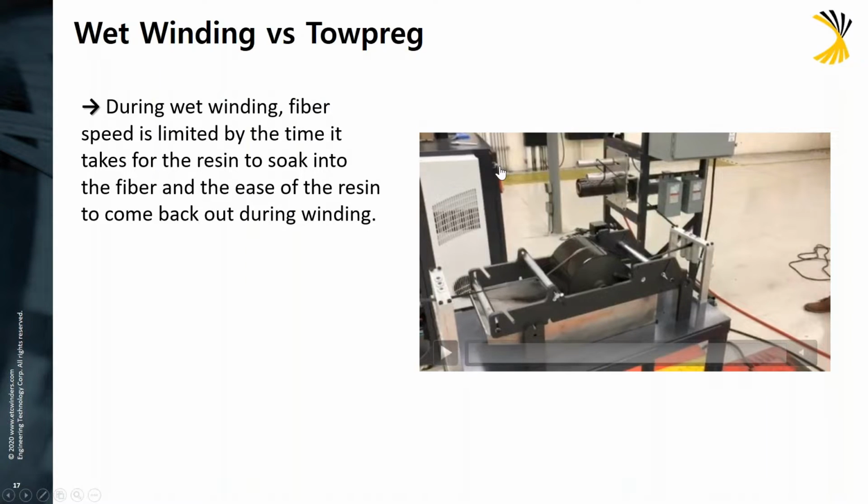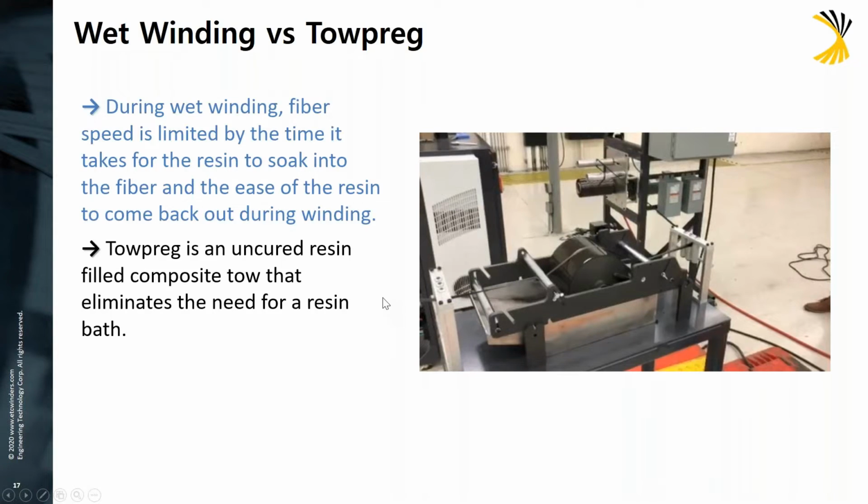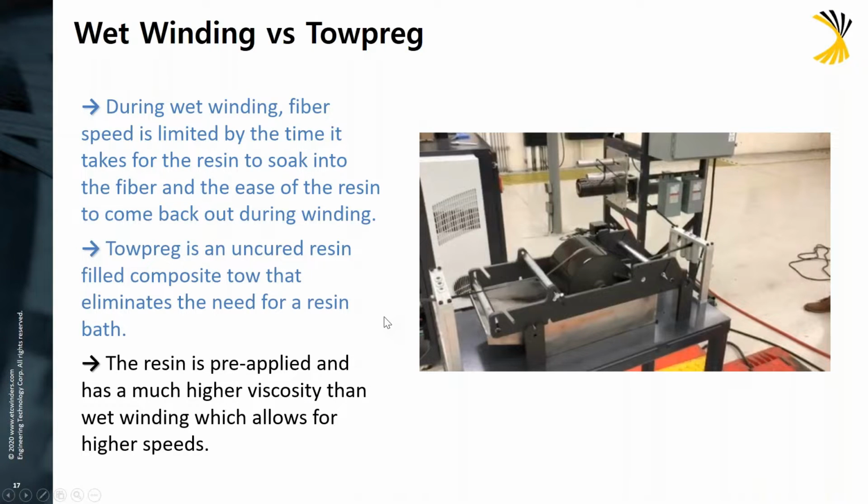So running at very high speeds with a wet winding process is not possible. It typically tops out around 1 meter per second. Any more than that, and you're looking at resin coming out of your part, which isn't bad for a lot of cases, but if you're looking at very high winding speeds, it's difficult, and we would suggest moving to a Towpreg. So Towpreg is an uncured resin-filled composite tow that eliminates the need for a resin bath.